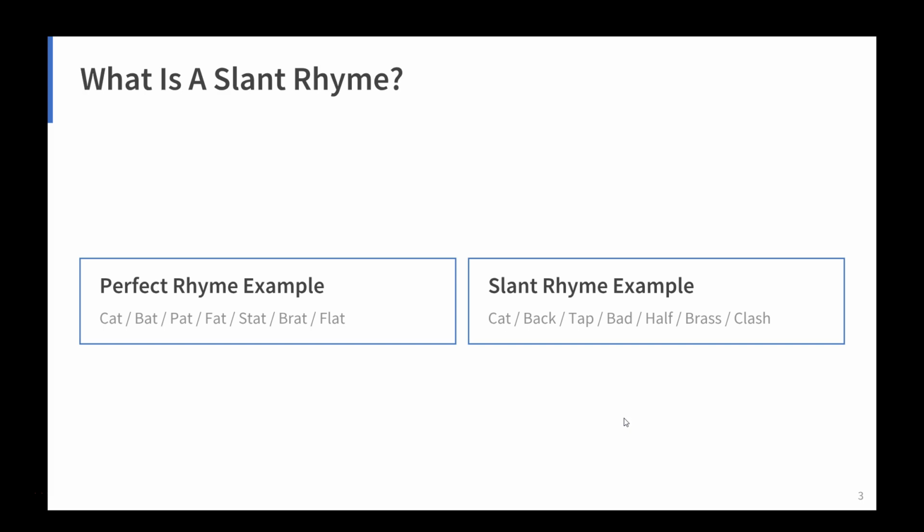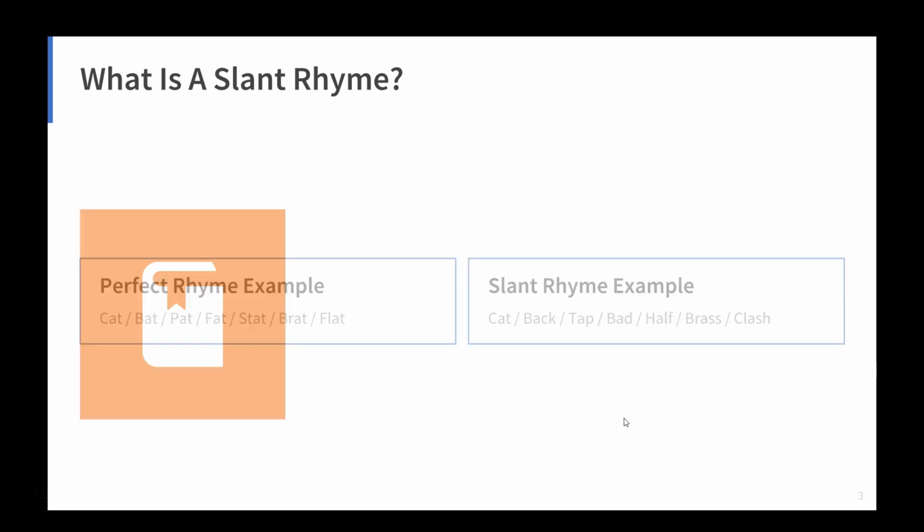So cat, back. That has a different sound and different consonants. Tap is different than T and CK, and that's all a slant rhyme is. It's super simple to understand, but there are some detailed mechanics that go into understanding it that will help you build on top of that momentum as well.